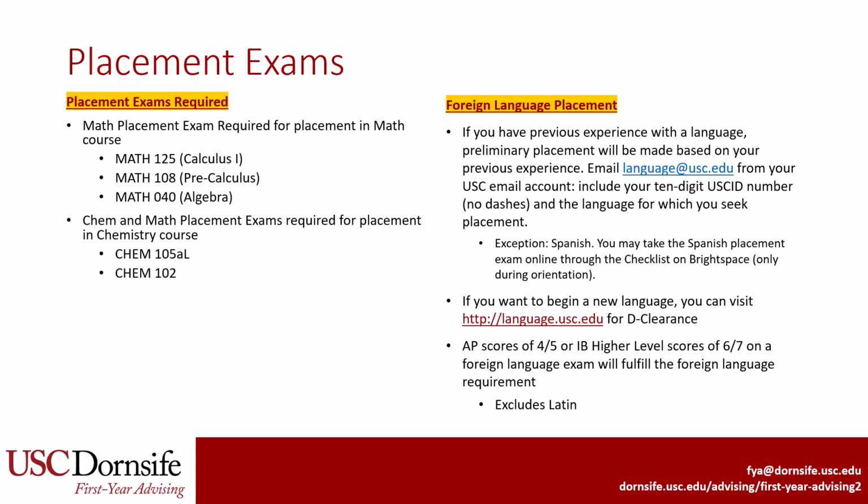If you're not satisfying the foreign language requirement in any of these ways, you will need to take the foreign language courses. If you have previous experience with a language, you may contact the Language Center for placement for your first semester. The exception would be Spanish, which requires a placement exam that can be accessed on Brightspace only during orientation. If you want to start a new language at level 1, you may request clearance for level 1 of the language. Please note that the Language Center will confirm you do not have any academic experience in the language you are requesting Level 1 clearance for.